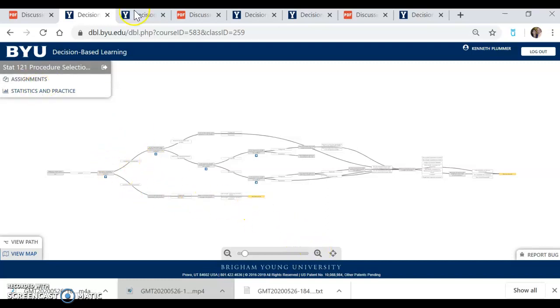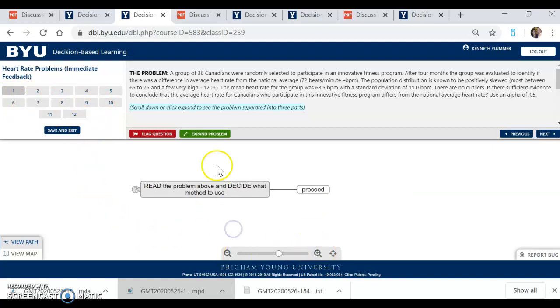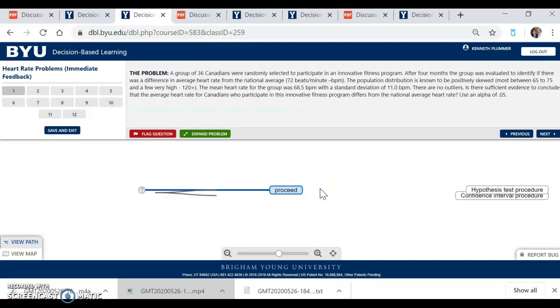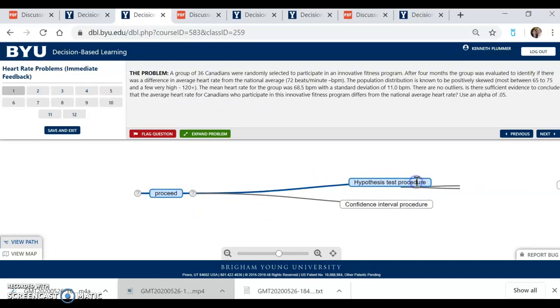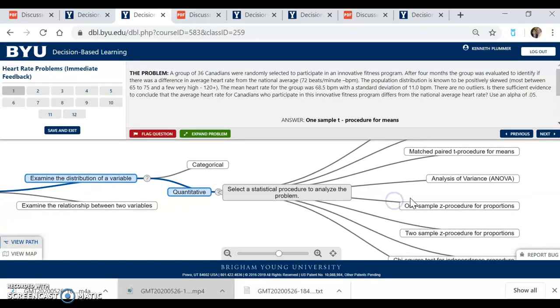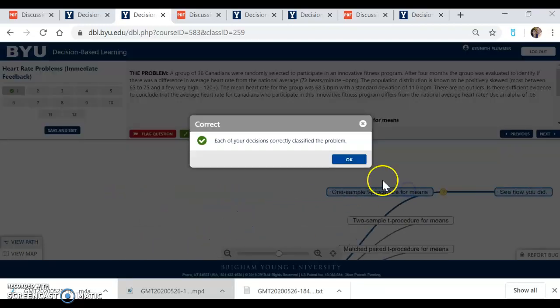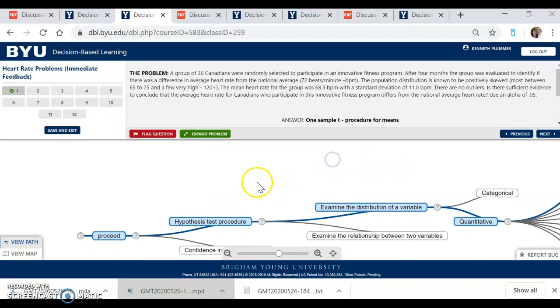And so the assignment that students go through will look like this, where they can have a certain number. We do have 12 methods that students can practice with. They read the problem above, and then they'll click on the how do I decide, which we don't have here currently, but we'll put it in there. And then they can work their way through the model, and they can get immediate feedback going through this first one. And then later on, this would be an example of getting the right answers.